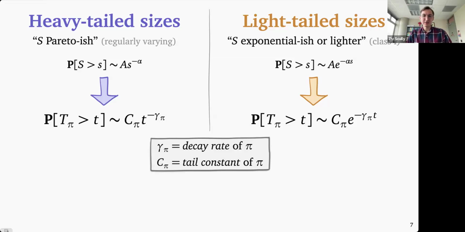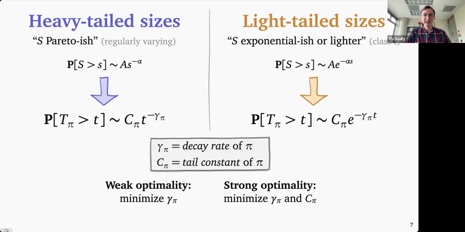And basically, you should think of the decay rate as saying what the order of decay of the tail is. And so weak optimality should say maximizing gamma, right? You want it to decay as quickly as possible. And then strong optimality should say maximizing gamma and minimizing C, right? You want to decay as quickly as possible, and then subject to that, you want the leading constant to be as small as possible.